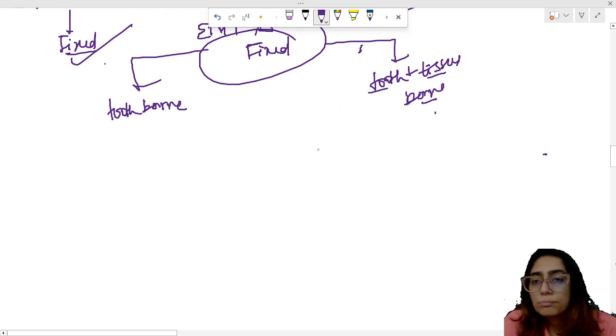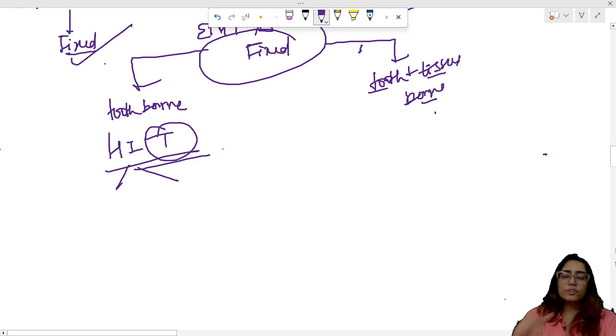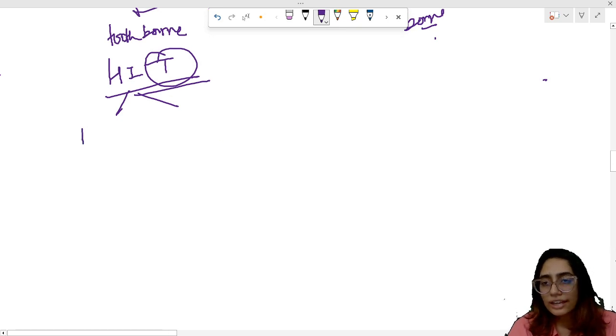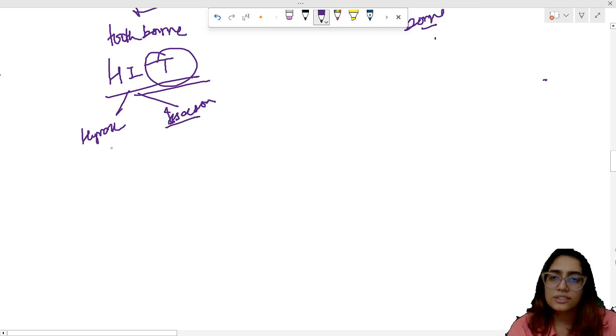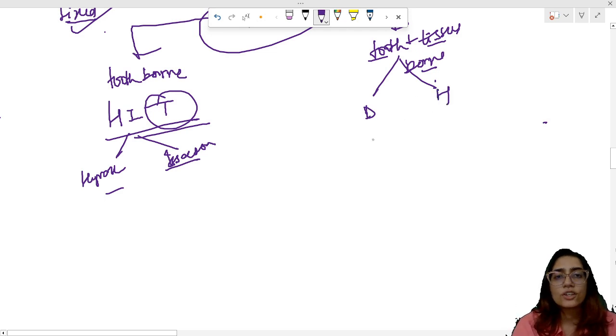For you to remember, you can use a mnemonic, that is HIT. T is for tooth borne, H and I, HIT, right? So when you get a question about tooth borne, remember the mnemonic HIT and it will come to your mind that there can be two appliances, either H or I. H stands for the Hyrax appliance and I stands for the Isaacson appliance, right? In the tooth and tissue borne we have two appliances, D and H. So we have the Derichsweiler appliance and we have the Haas appliance.